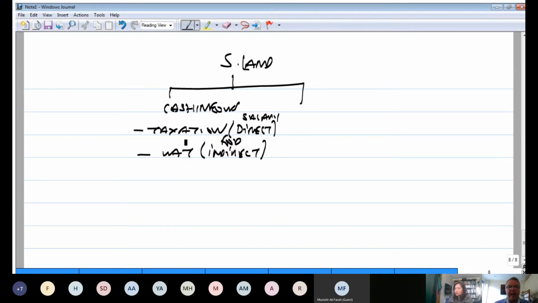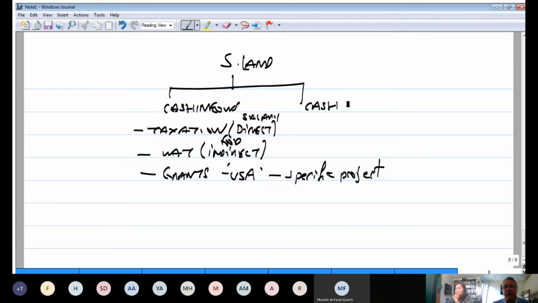So you've got the different types of cash flows coming in here, and there might also be some grants. So, for example, the US made a £20 million grant to Somaliland. So you can appreciate the bigger picture here with different grants coming in for specific projects. So this grant might come in for a specific project. So this is where the cash outflows happen.